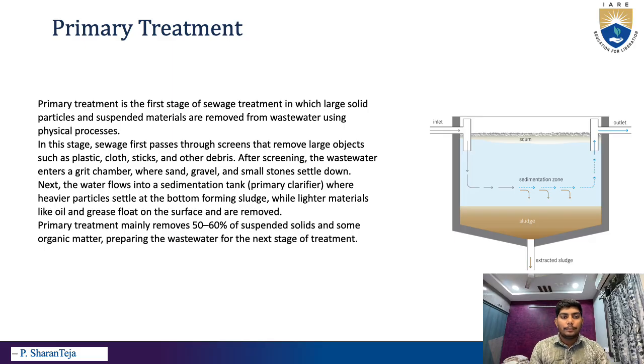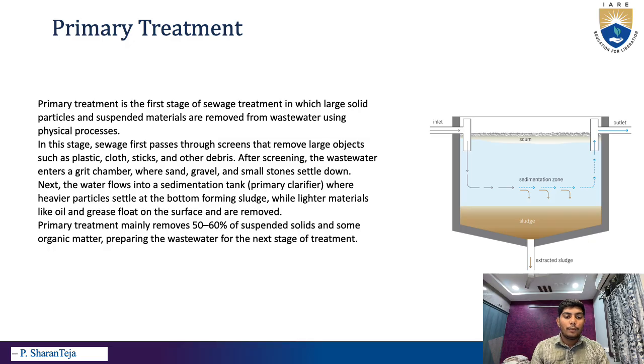Primary treatment. Primary treatment is the first stage of sewage treatment in which solid particles and suspended materials are removed from wastewater using physical processes. In this stage, sewage first passes through screens that remove large objects such as plastic, cloths, sticks, and other debris. After screening, the wastewater enters the grit chamber, where sand, gravel, and small stones settle down.